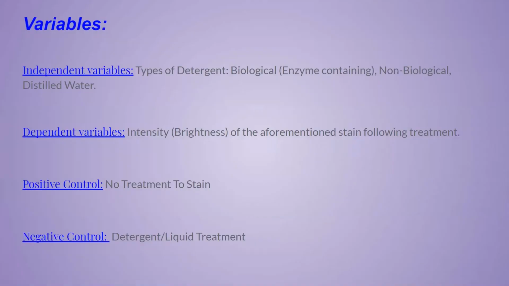In my experiment, my independent variables are the types of detergent and the types of treatment in particular. The types of treatment are biological treatment, non-biological treatment, and distilled water. The biological treatment is the enzyme-containing detergent, the non-biological treatment is the non-enzyme containing detergent, and distilled water is distilled water.